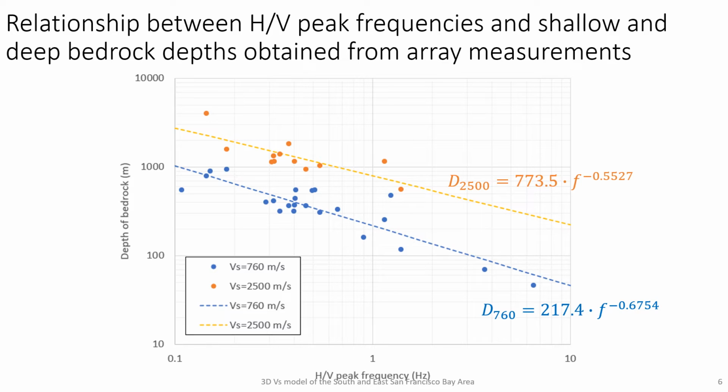This figure summarizes relationship between H over V peak frequencies and shallow 760 meters per second and deep 2500 meters per second bedrock depths obtained from this study. It is clear that both shallow and deep bedrock depths increase as frequency decreases. Regression lines, broken lines, for two bedrock depths are used to generate the initial 1D profiles of the inversion at sites only H over V measurement was performed.